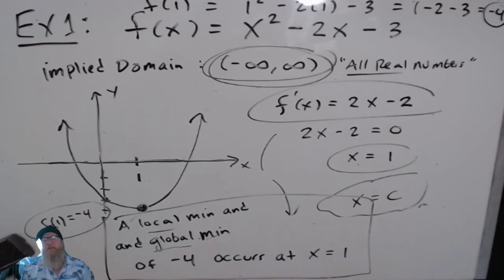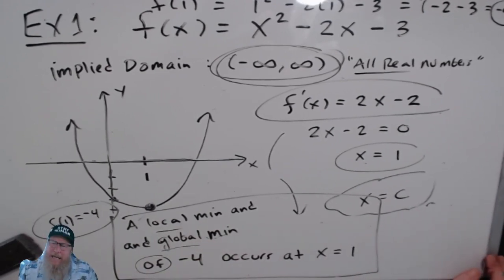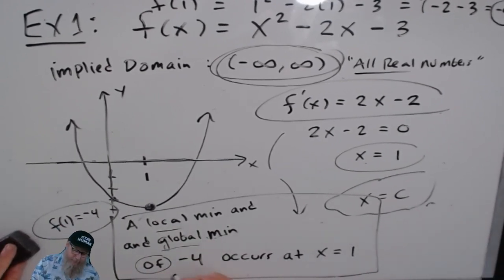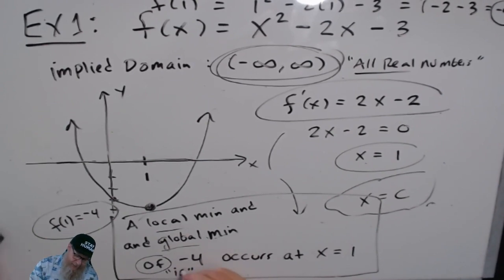Sometimes we switch it. We'll say at x equals 1, a global min is negative 4. Sometimes we say it that way too. The key is the word at. At tells you where it's occurring, and that's always the x value. The word of is sometimes replaced with the word is. The global min is negative 4. Of and is are interchangeable.